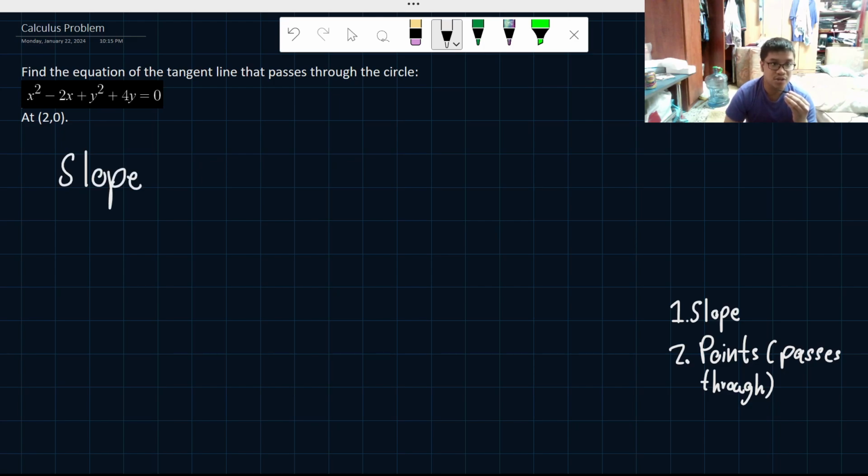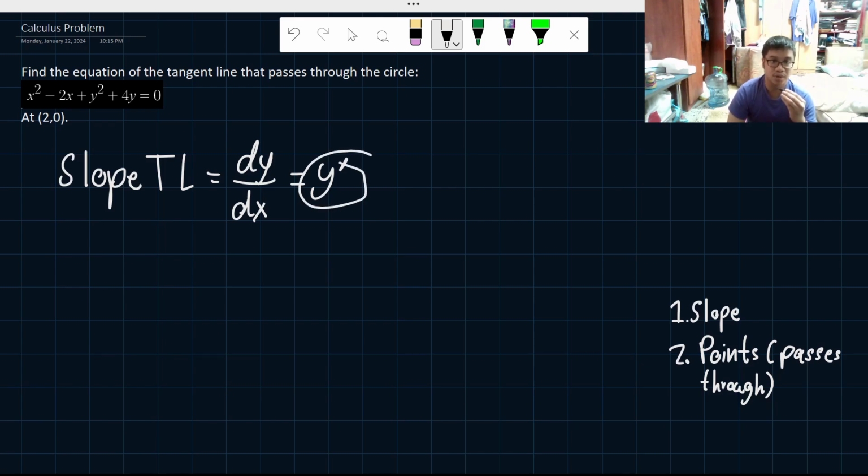If you're going to get the slope of the tangent line, you are going to get the derivative of the equation and find this one. Or you can rewrite this as y prime. Again, for you to find the slope of the tangent line, you get the first derivative of the equation and find this one. Or if you're going to use this notation, find this one.